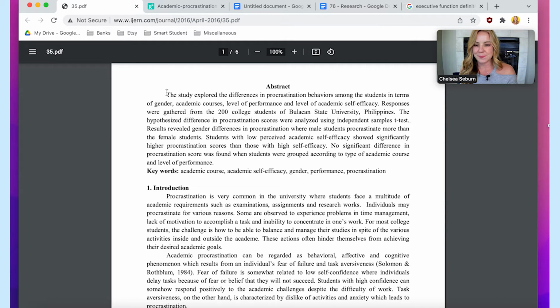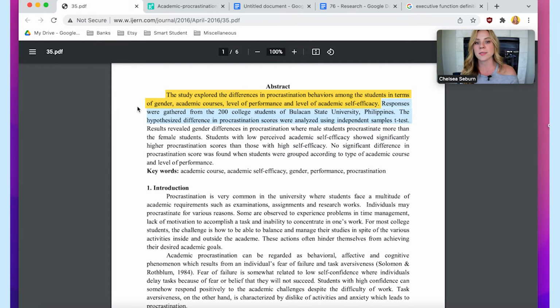Work with me here. The study explored the differences in procrastination behaviors among the students in terms of gender, academic courses, level of performance, and level of academic self-efficacy. Okay, great. So right away, I can see the different factors that this research paper is going to discuss. I like them. I'm going to keep going. Next, we have responses were gathered from the 200 college students of Bulacan State University, Philippines. The hypothesized difference in procrastination scores were analyzed using independent samples t-test.